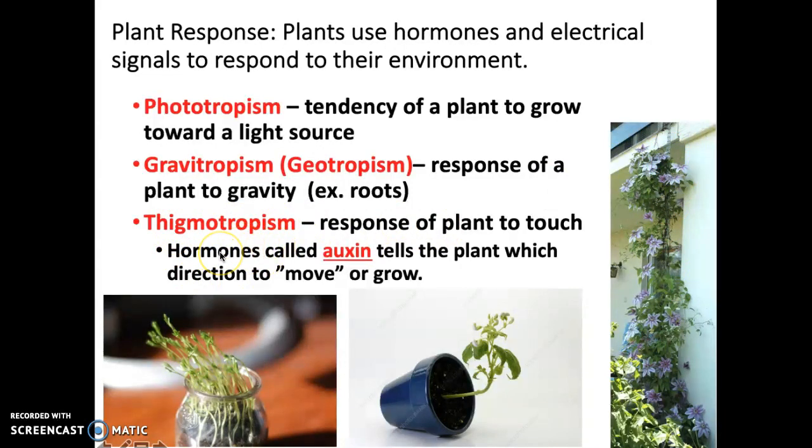And this is the hormone that you guys have to remember. It's called auxin, and that's the hormone that tells the plants in which direction to move or in which direction to grow, according to these 3 things: phototropism, geotropism, and then thigmotropism.